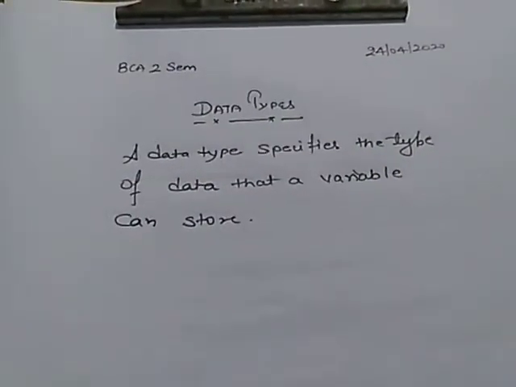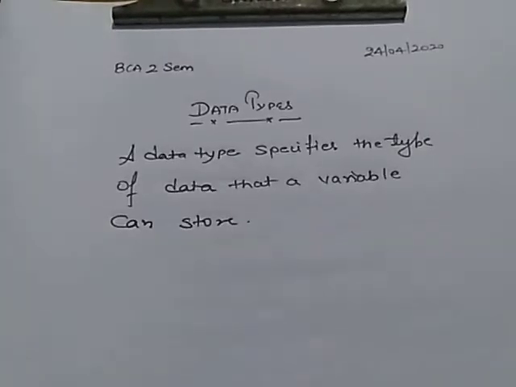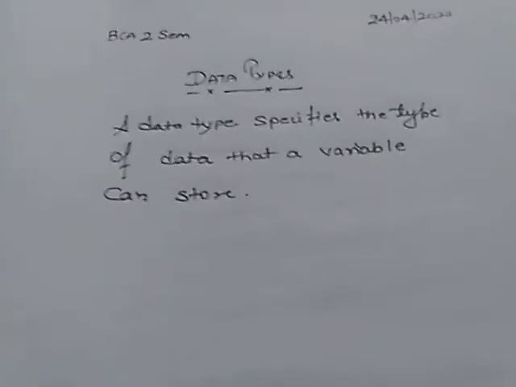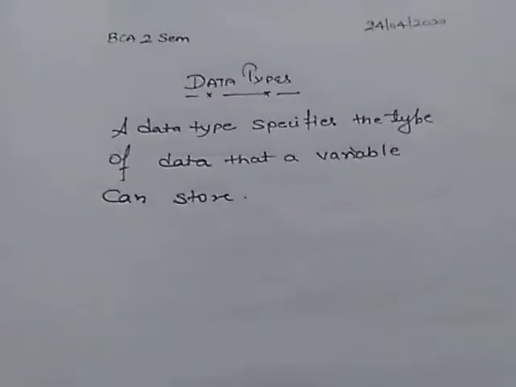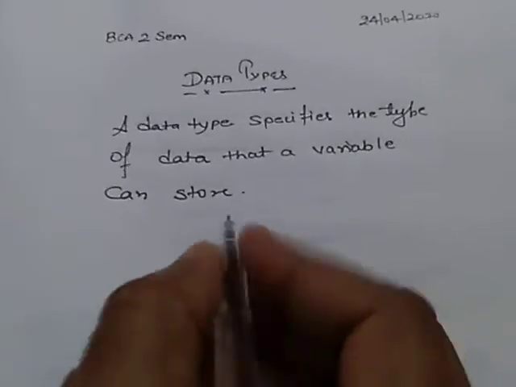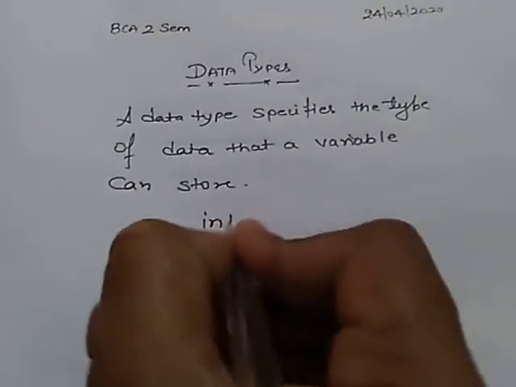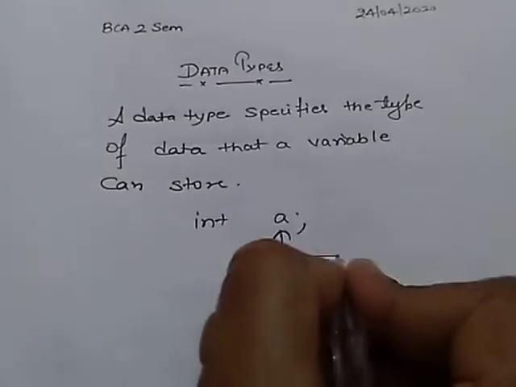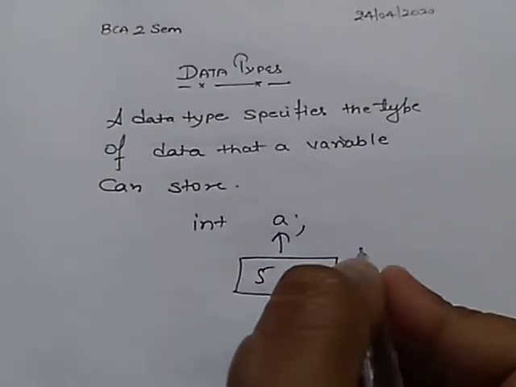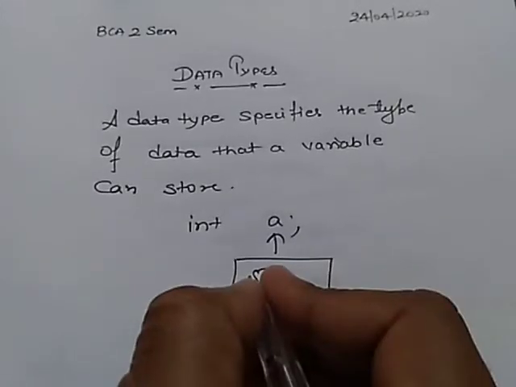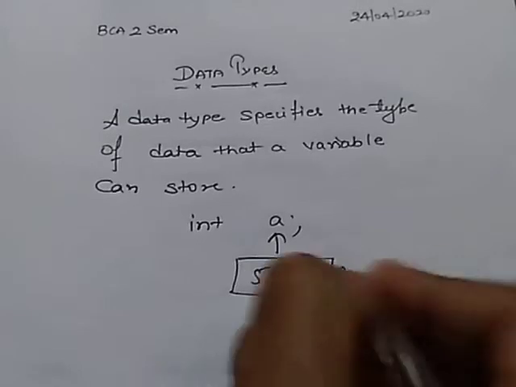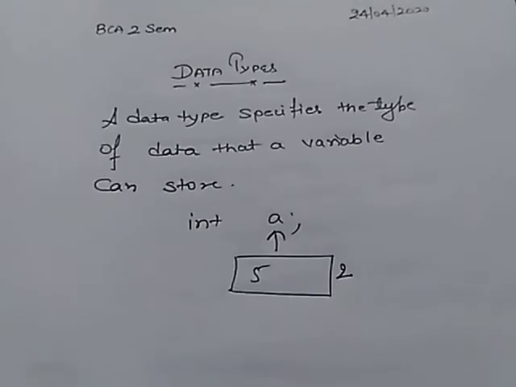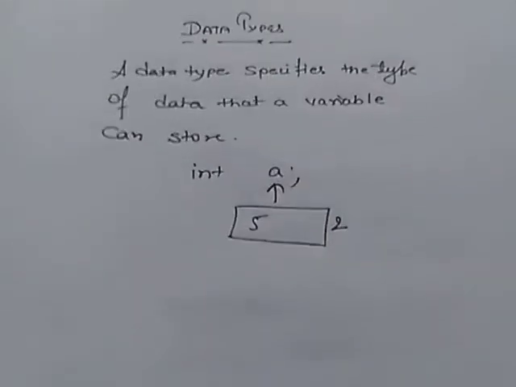So in short term we can say that a data type provides us two things. One is the type of the data and another one is the memory occupied. Suppose we have an integer variable a, it means this variable is of type integer and it will hold values like 5, 6, 7, 8, 9. And as we know that integer occupies 2 bytes of memory, so data type provides us the memory space occupied by a variable and the value that it will hold.